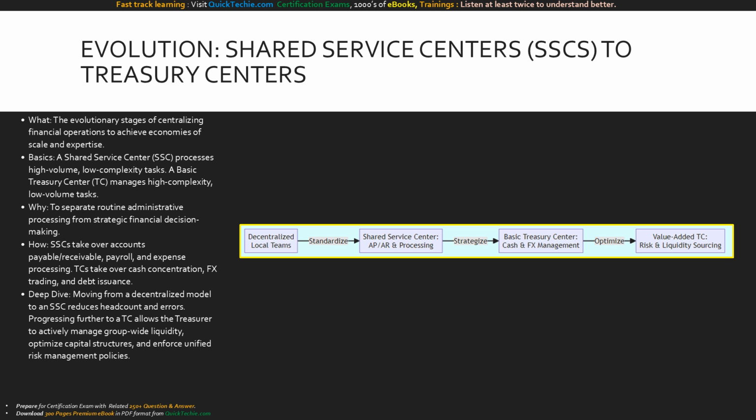We start on the far left with decentralized local teams, which is often chaotic and expensive. The first major evolutionary step is to standardize operations by funneling them into a shared service center. Once the routine processing is stable, the hierarchy evolves to establish a basic treasury center, shifting focus to cash positioning and FX. Finally, on the far right, we reach the ultimate maturity stage, the value-added treasury center. At this level of the hierarchy, the Treasury is fully empowered to engage in strategic liquidity sourcing, intercompany funding, and sophisticated risk modeling for the entire global enterprise.